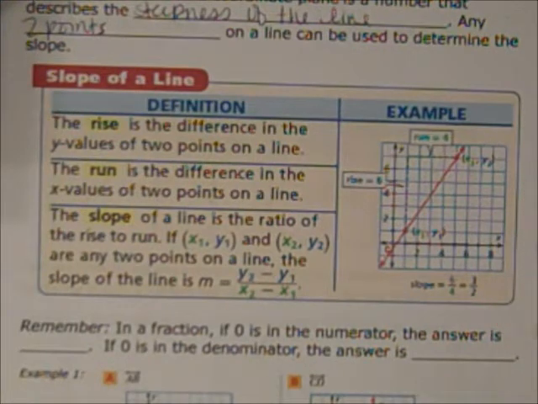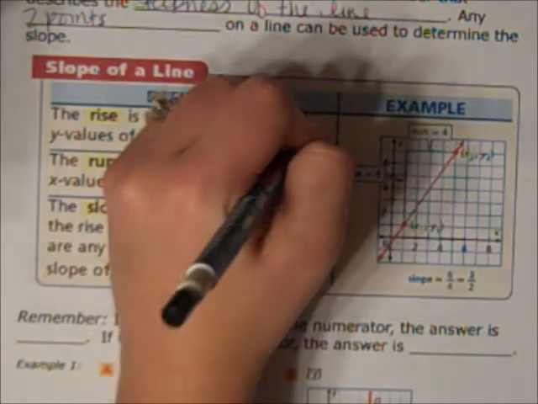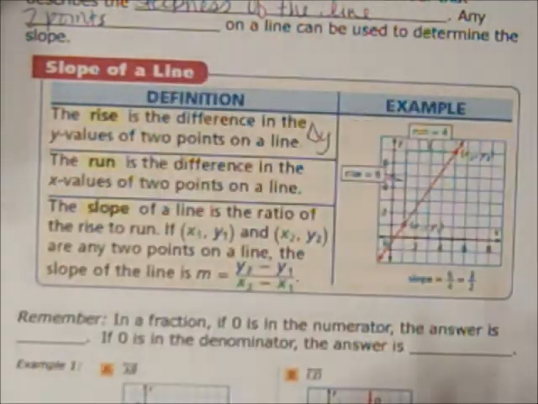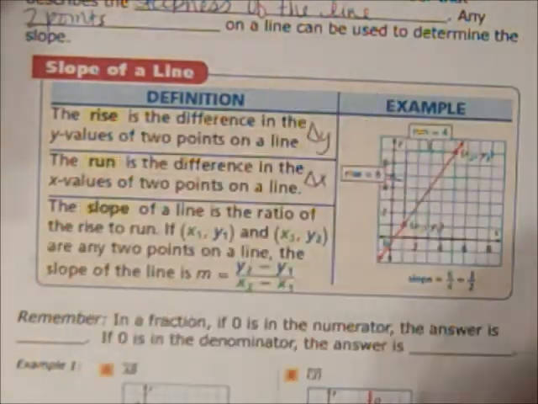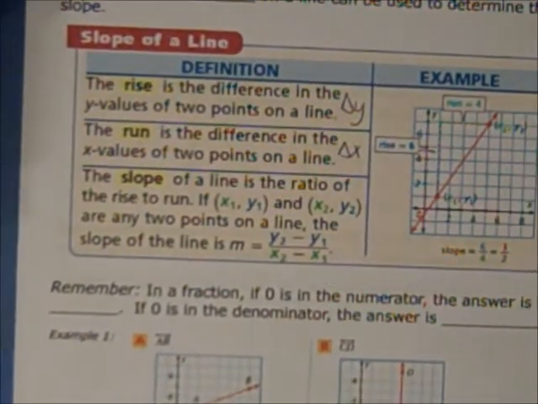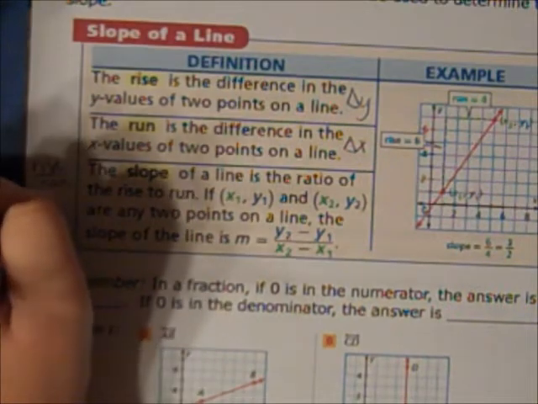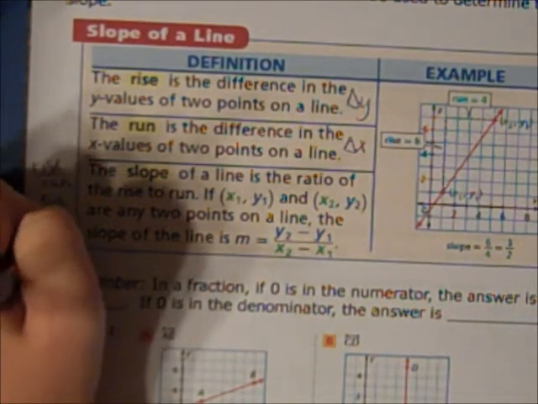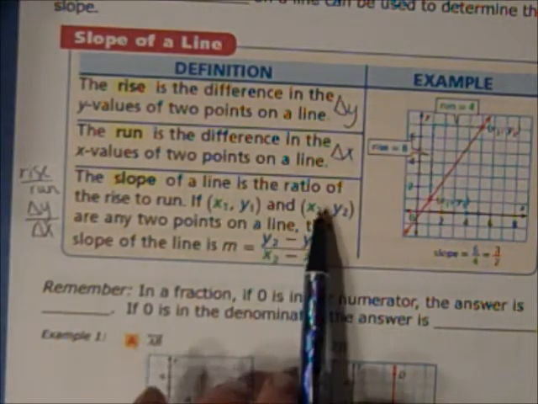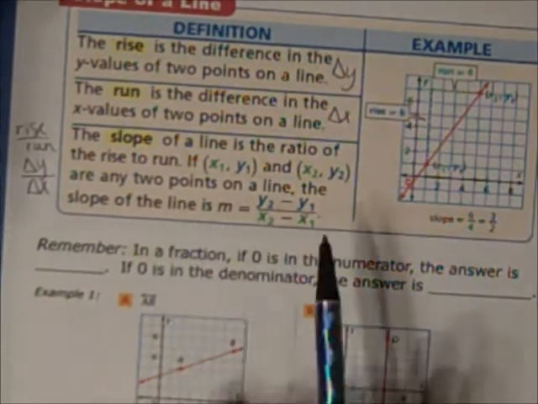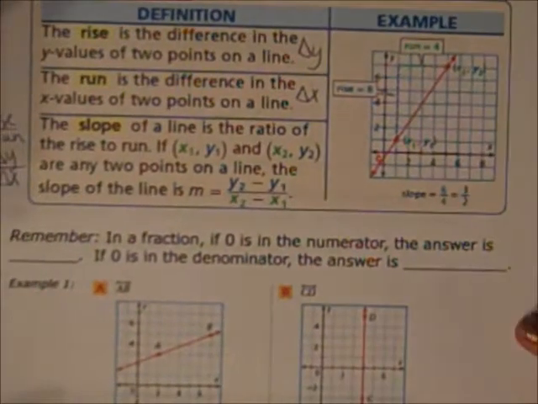Okay, so here we have your chart that you need to fill a few things out on. The rise is the difference in the y values. We say difference as delta y, change in y's. And the run is the difference in the x values, so delta x. And for slope, we calculate slope as rise over run, which in big boy terms is change in y over change in x. So the slope of a line, if you have 2 coordinate points, you can plug them in and use the slope formula: y2 minus y1 over x2 minus x1.